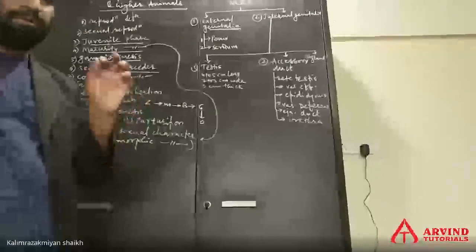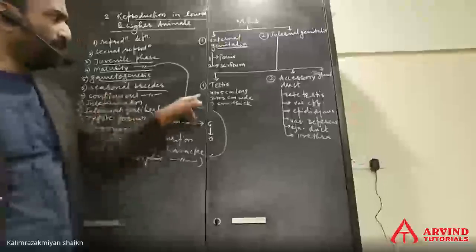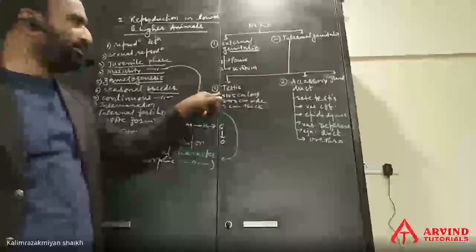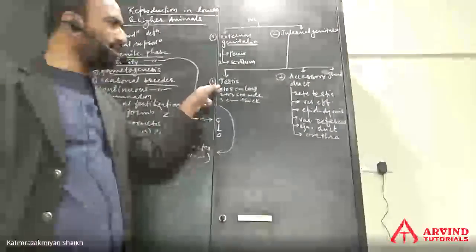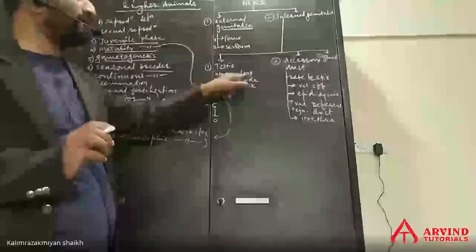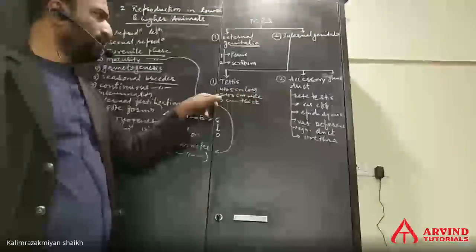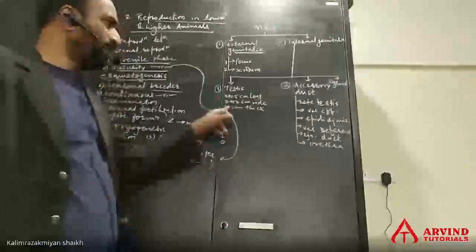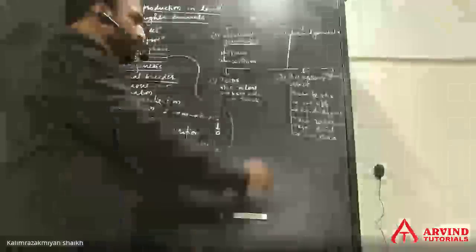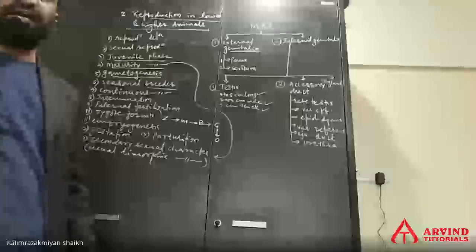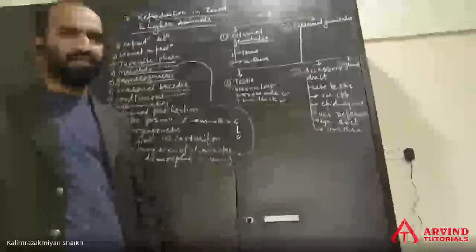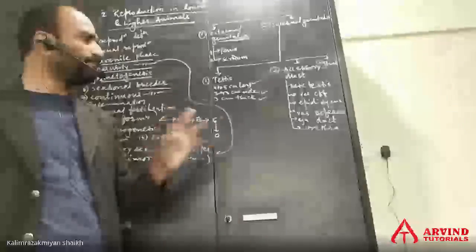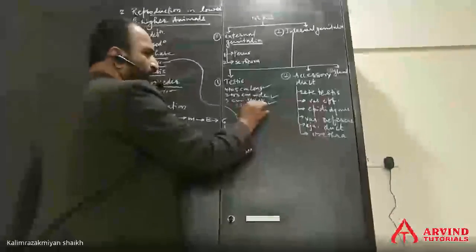Testes is the primary sex organ in the human body. Testes is the male gonad. Testes is the male reproductive organ. Testes is also called the gland of the male organ. Testes is about 4 to 5 centimeter in length, 2 to 3 centimeter in width, and 3 centimeter in thickness. These 3 points you have to remember. This is the dimension of testes, needed from the MCQ point of view. 4 to 5 centimeter long, 2 to 3 centimeter wide, and 3 centimeter thick. And it is mesodermal in origin.